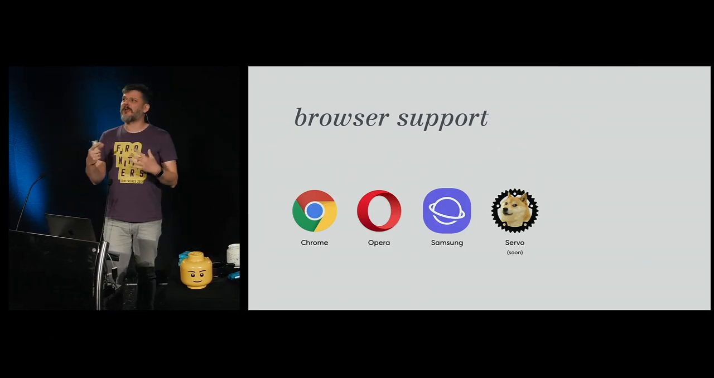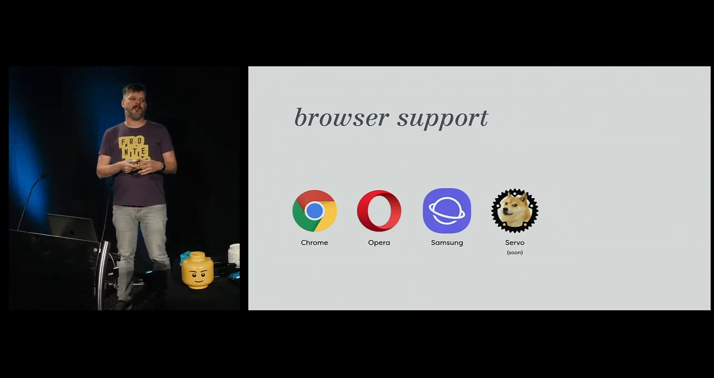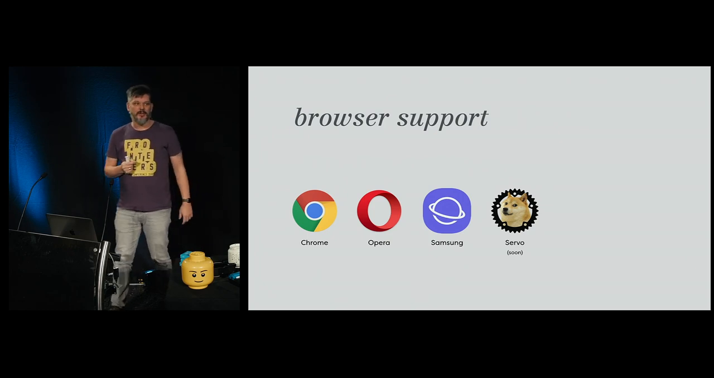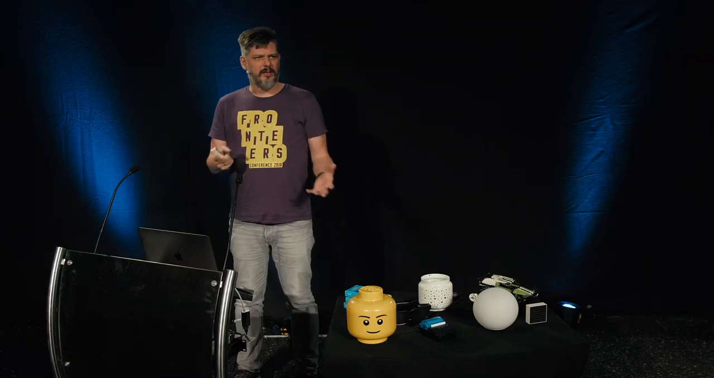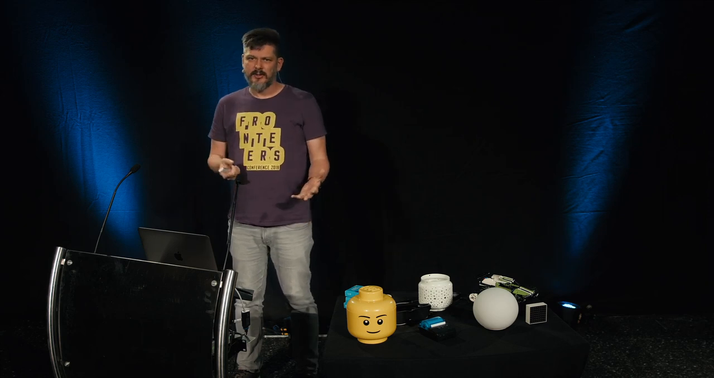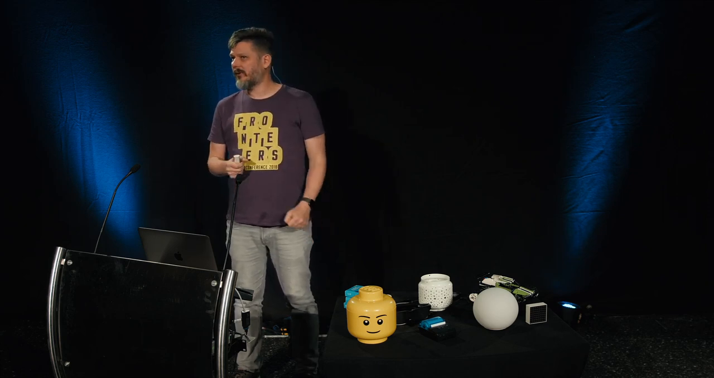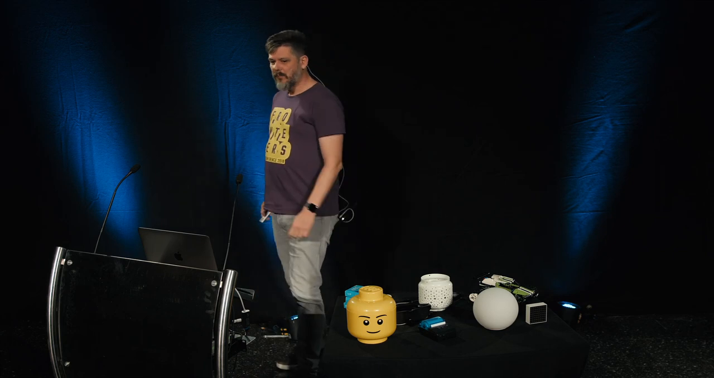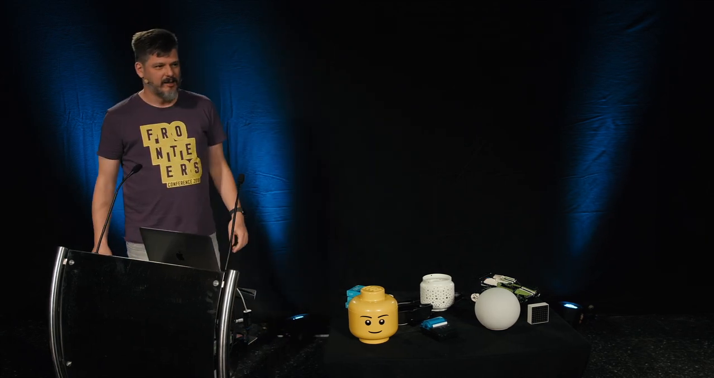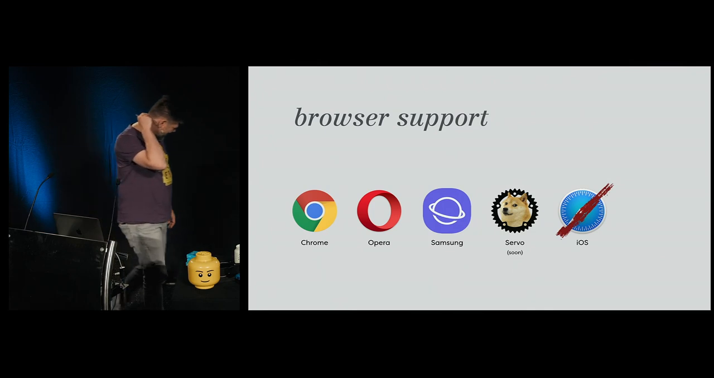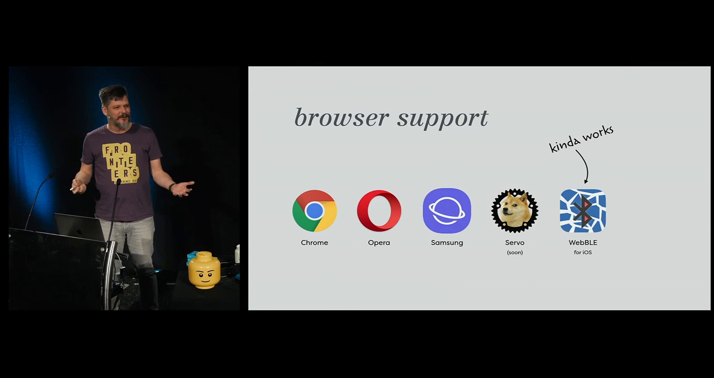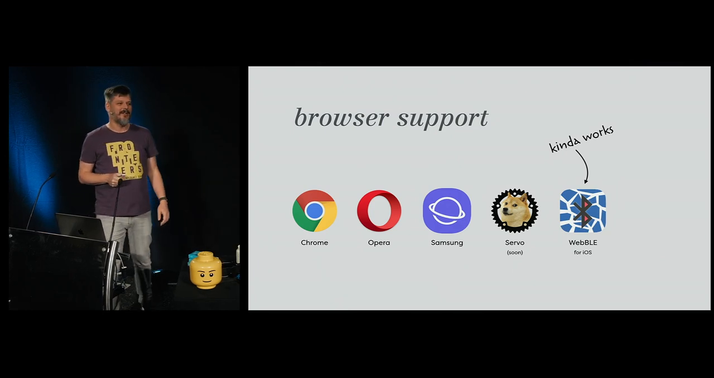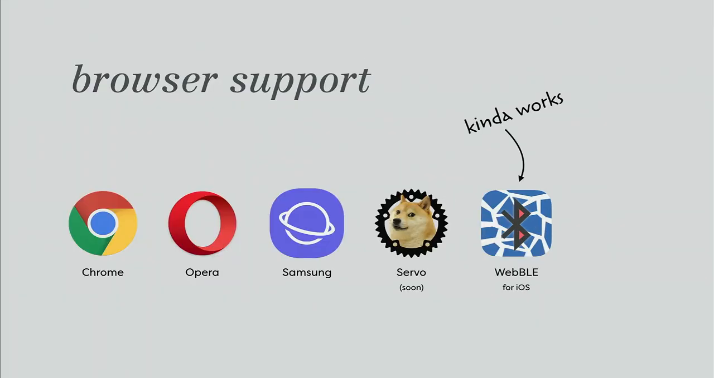Right now, it's supported in Chrome, it's supported in Opera, it's supported in Samsung Internet on Android phones, and it is in Servo builds. What is developed in Servo is kind of like a development platform for Firefox, and tends to end up in Firefox, so that is a good thing. And it works in iOS. Not in Safari, but there is a browser on iOS called WebBLE that supports this API.